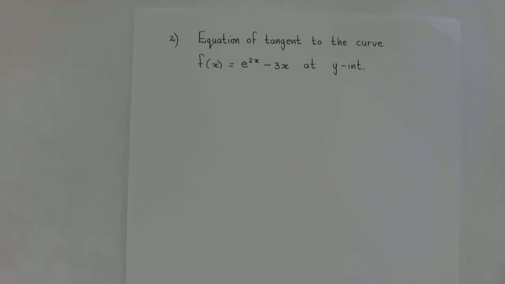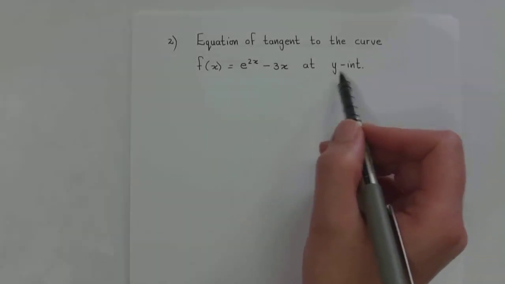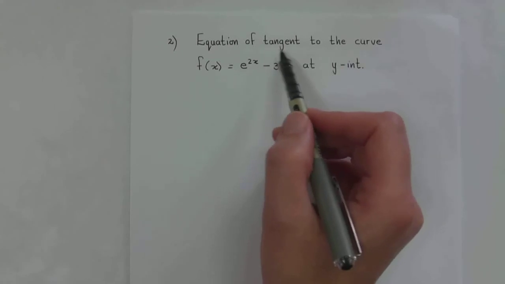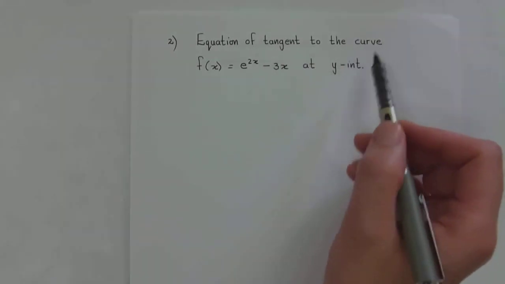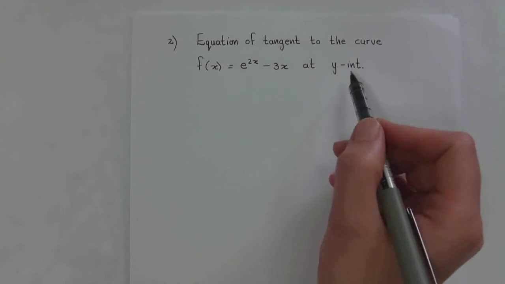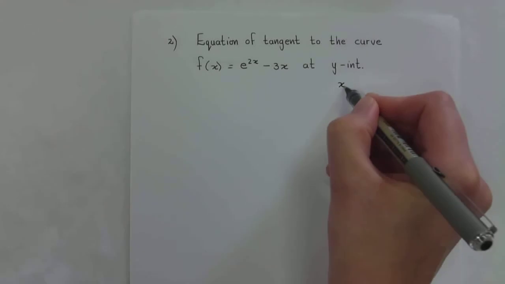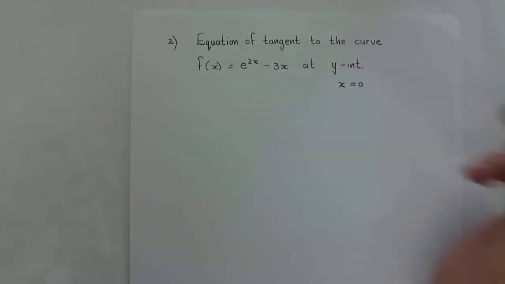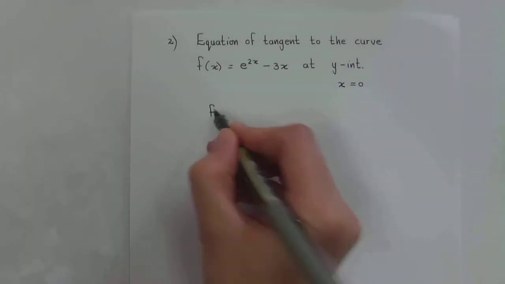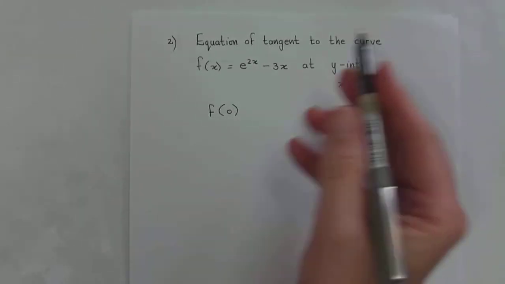Right, next example is number 2: the equation of a tangent to the curve f(x) is equal to e to the power of 2x minus 3x at the y-intercept. So we are looking for a tangent to the curve at the y-intercept. So obviously we will have to first find the y-intercept. Logically speaking, at the y-intercept, my x coordinate is equal to 0. So I'm going to quickly first go and say, what is f(0)? And that's going to be the y-intercept.